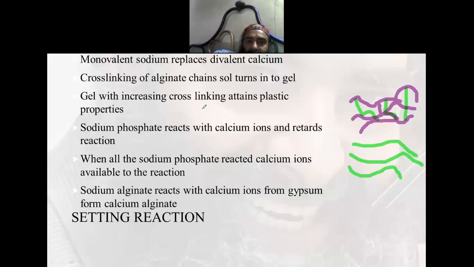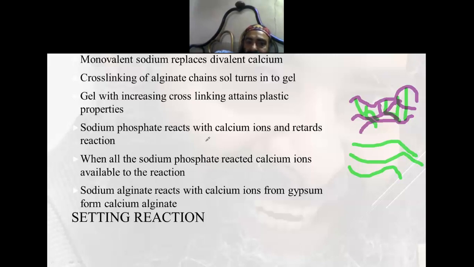Gel with increasing cross-linking attains plastic properties. As this cross-linking becomes more and more, what will happen? It will be a more compact structure and ultimately it turns from elastic to plastic. It turns into a plastic state from the elastic state.